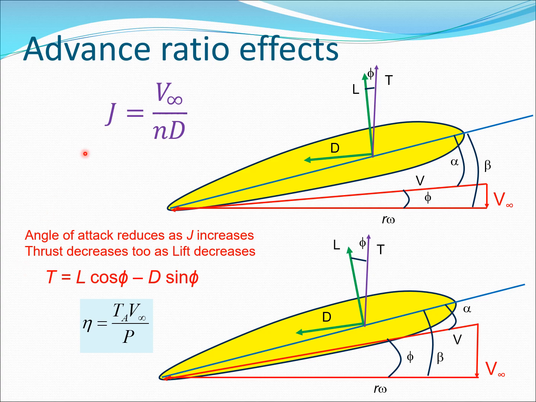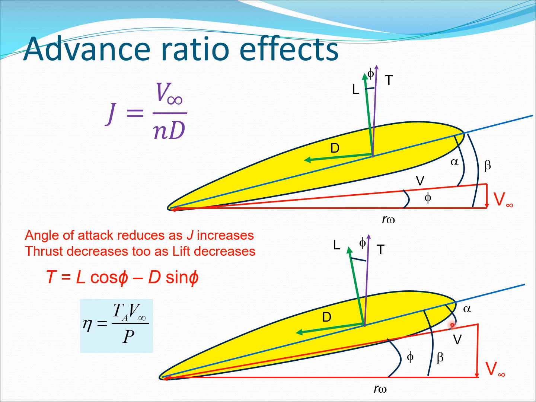To think about this, let us consider two cases: a case where V infinity is small and a case where V infinity is large. I have essentially made two propeller sections, one with V infinity small and one with V infinity large. Now you can clearly see that when V infinity is small, the alpha value is large because phi is small. But when V infinity is large, the phi value is large and the alpha value is small. So as the velocity becomes larger and larger, alpha is going to become smaller.